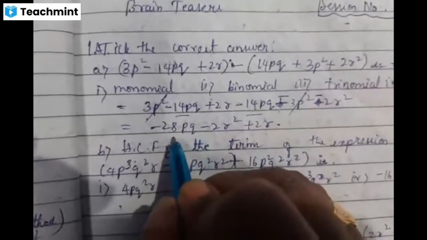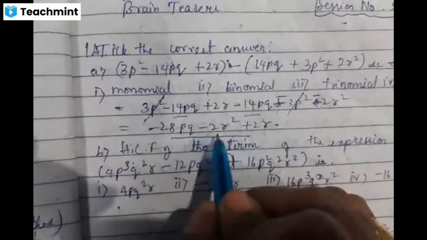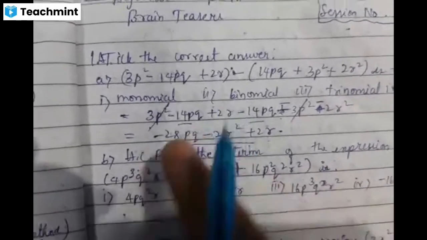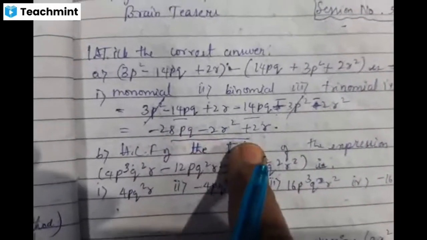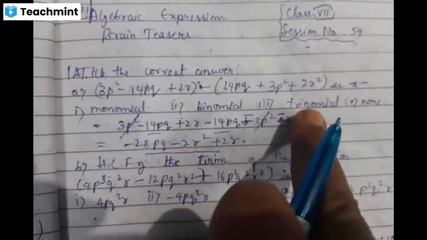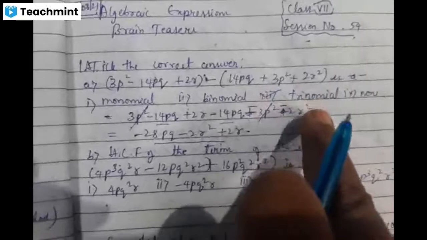Here after solving we get 3 terms in this algebraic expression. So 3 terms means which algebraic expression children? It is a trinomial. So we have to tick the correct option.